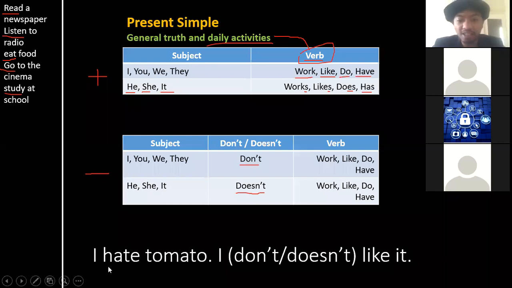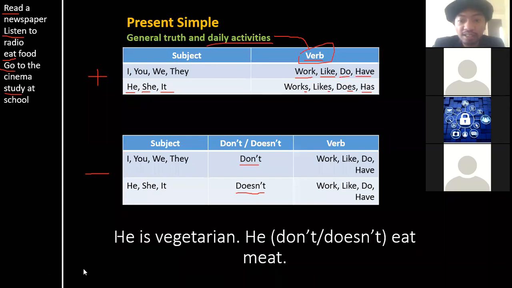Next, he is vegetarian. He don't eat meat or he doesn't eat meat? Go to the chat box, please. Islam, go to the chat box, Islam. Write the answer there. He. Look. Good job. The answer is he doesn't eat meat. Okay. He doesn't eat meat.